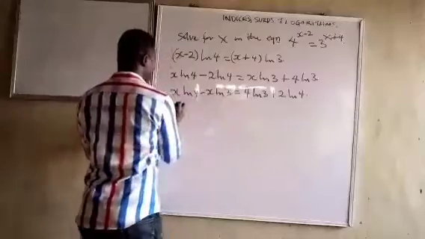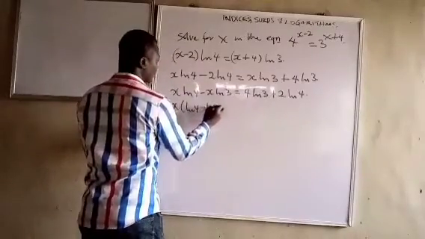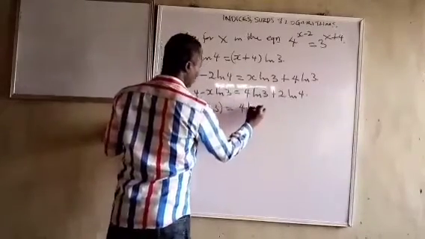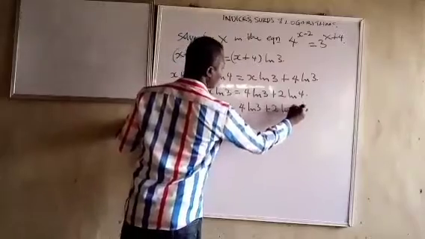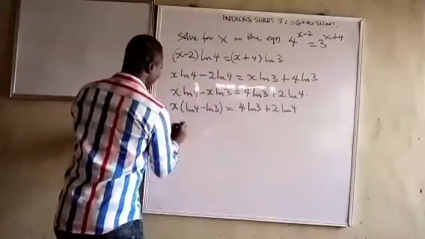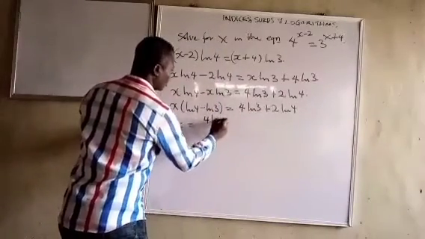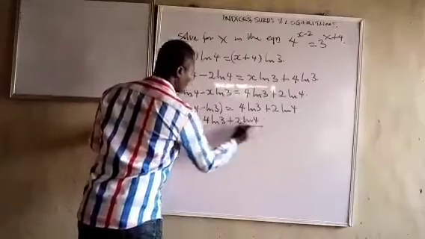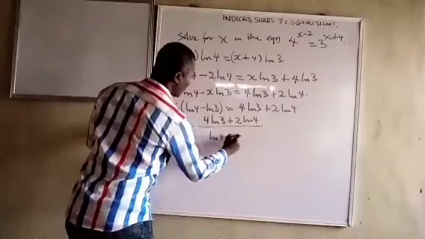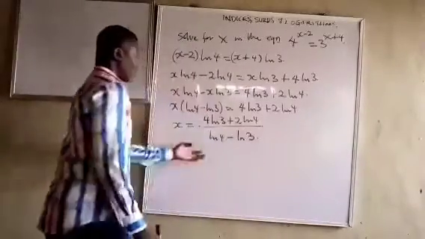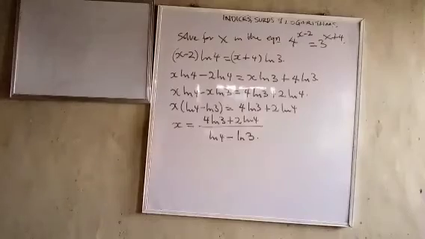Here now we have x into (then 4 minus then 3) equals 4 then 3 plus 2 then 4. So x is equal to (4 then 3 plus 2 then 4) divided by (then 4 minus then 3). So that is the value for x.